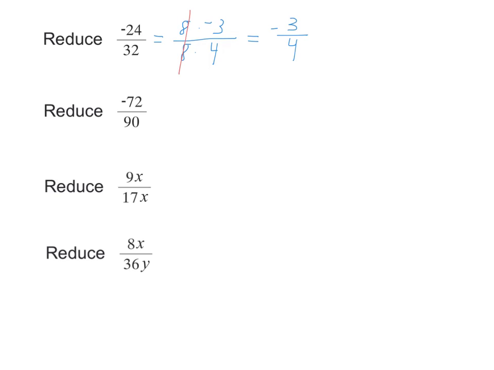The next one, the values are getting a lot higher. I know that both of these are even, so 2 divides into each of them. Also, I know that 9 divides into each of them. So let me try that first. 9 times negative 8 over 9 times 10.